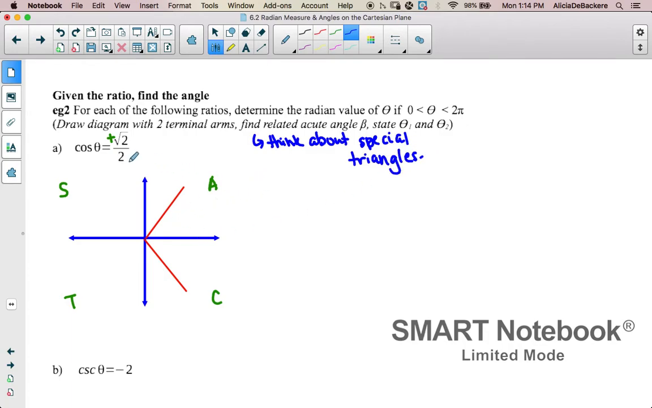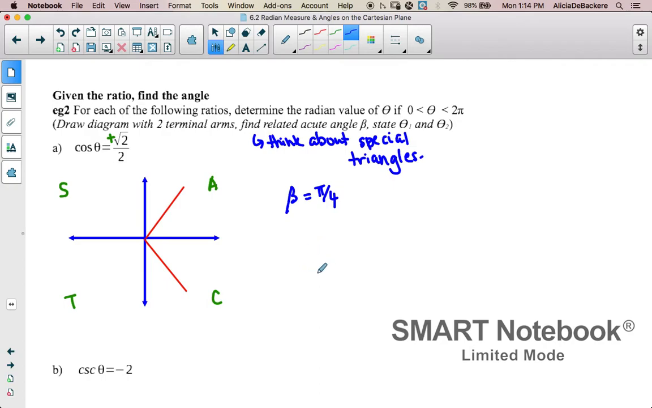Okay, so I know that the cosine ratio is root 2 over 2. So I'm thinking about my special triangles and trying to figure out which triangle that is. If it's got a root 2 in it, it's got to be the pi by 4 triangle, the 1, 1, root 2 triangle. So I know that beta has to be pi by 4. There's only one angle in that triangle other than the right angle, so I know beta is pi by 4.